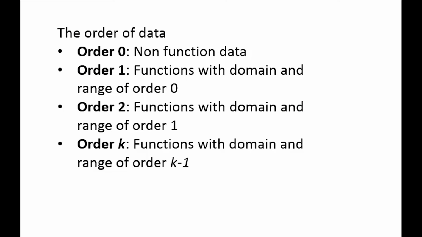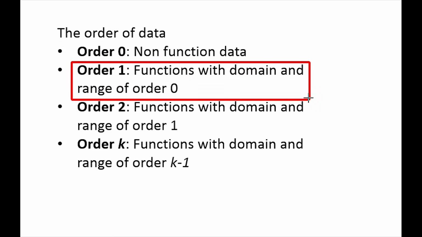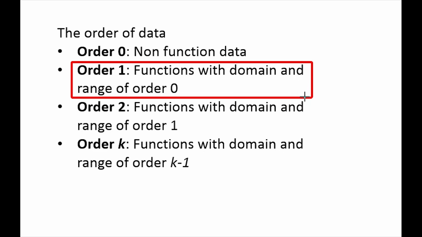In this lecture about higher order functions, we start with a discussion of the order of data and functions. So non-function data are of order 0, numbers and lists, for example. First order functions are functions with the domain and range of order 0. So we could also call these ordinary, old-fashioned, down-to-earth functions.